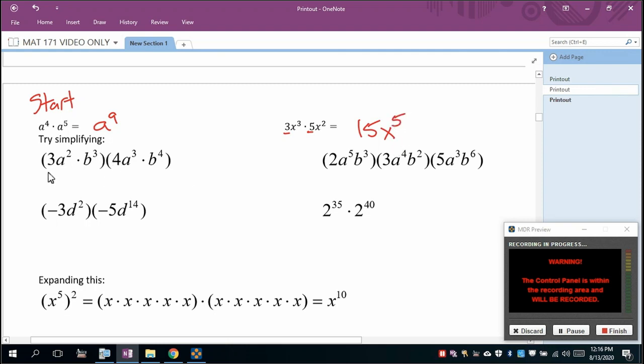Now, if we wanted to simplify this, 3 times 4, that's going to be 12. We'll have a to the fifth, and then b to the seventh. For this one here, let's see, 2 times 3 times 5, that would be 30. We have a to the ninth to the 12th, and then b to the 3 plus 2, that's 5 plus 6, and that is going to be the 11th.